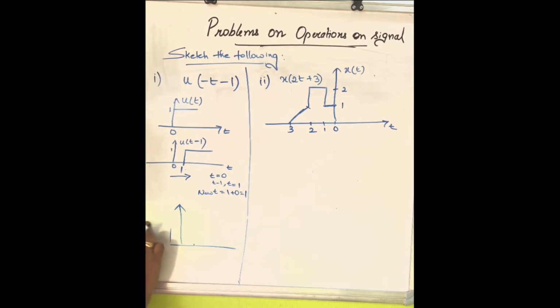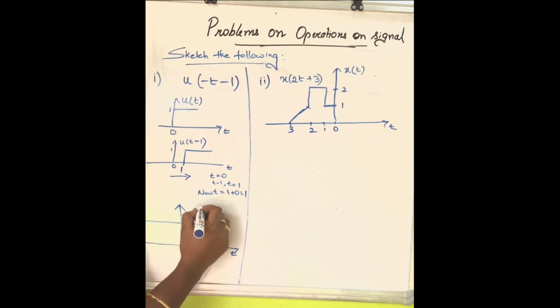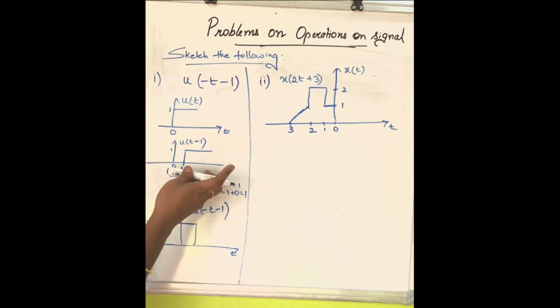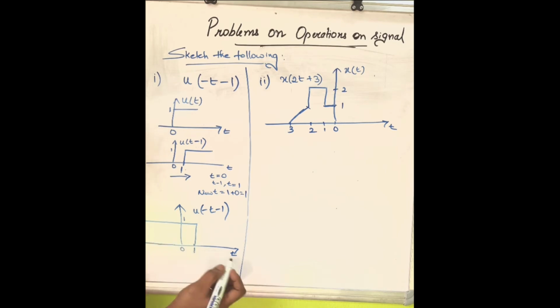No, sorry, the signal will be like this. T, and this is u of minus t minus 1. We do not change the center point, we just bring the mirror image. So the amplitude is 1, here it is 1, 0 and so on. So this is the final value of u of minus t minus 1 that has been obtained by a delay shift as well as a time reversal. This is how you have to solve a problem.